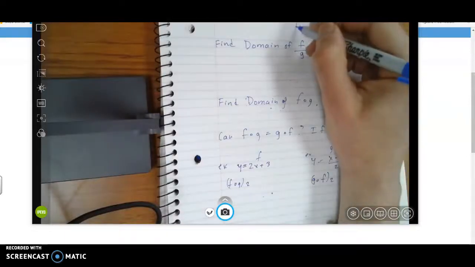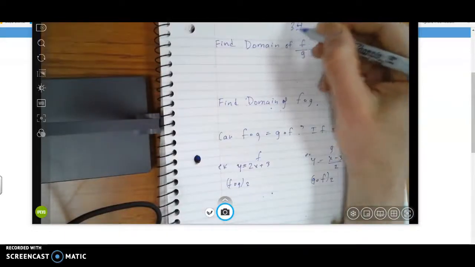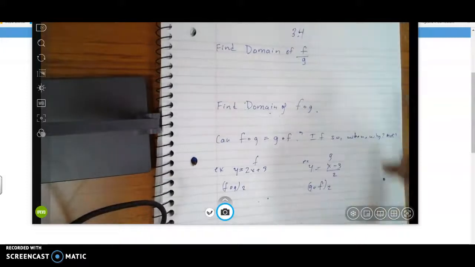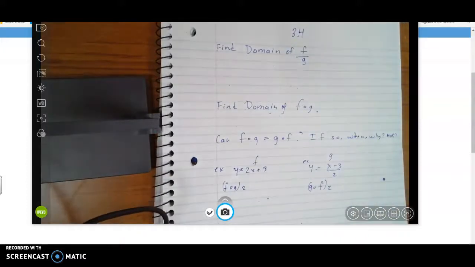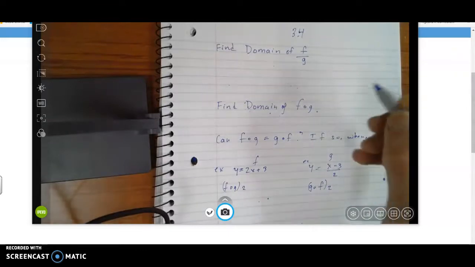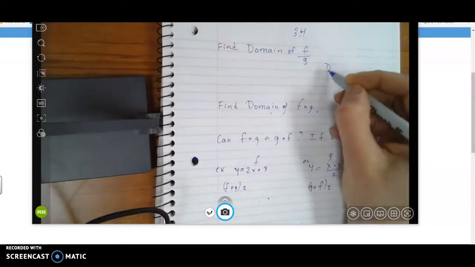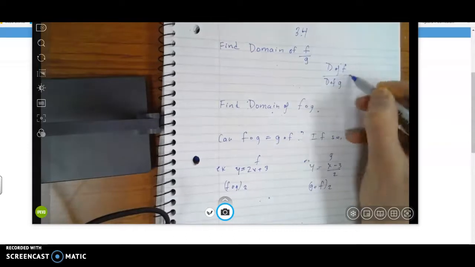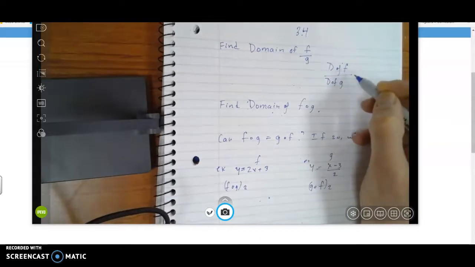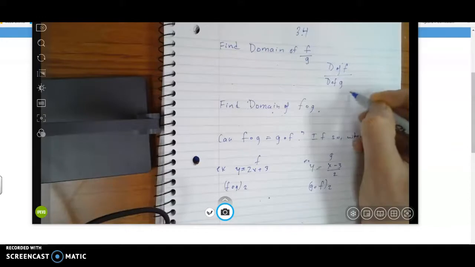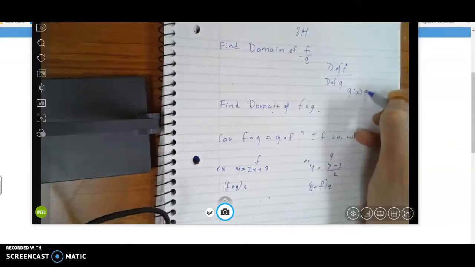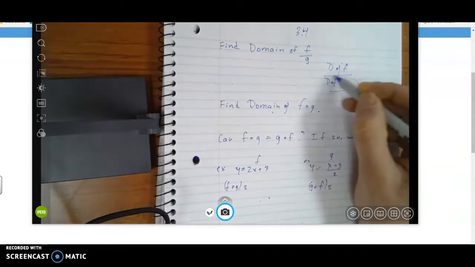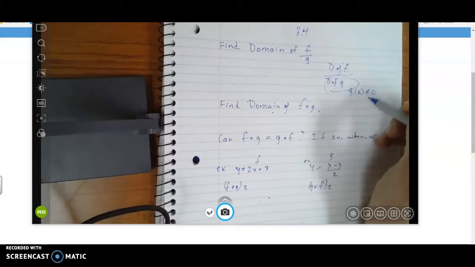Okay, this is the beginning of lesson 3.4 in MyOpenMath, and the first couple questions are open-ended type, and they ask us to find the domain of f over g, the quotient. Well, we first have to find the domain of f, and we have to find the domain of g, and then we look at where g of x cannot equal 0, because we cannot have any value of x that makes the denominator equal to 0.